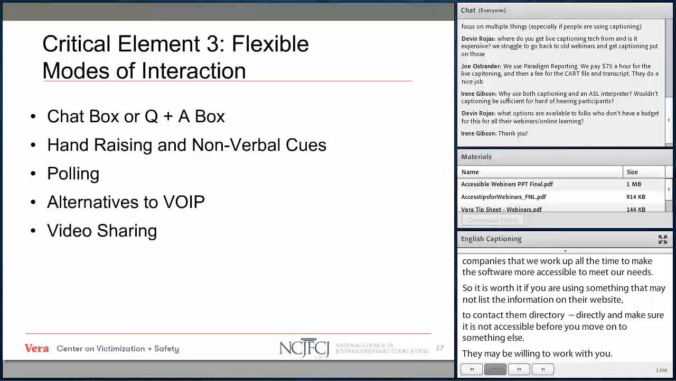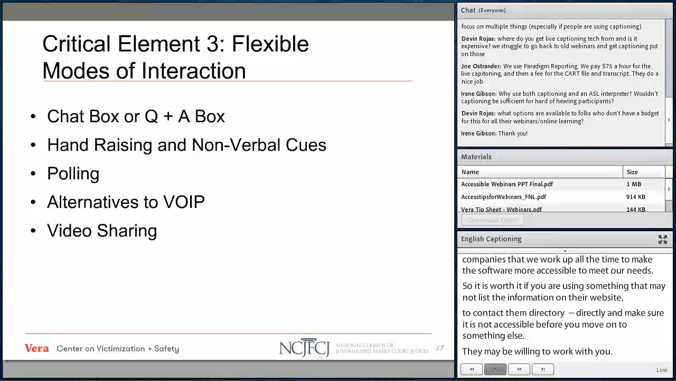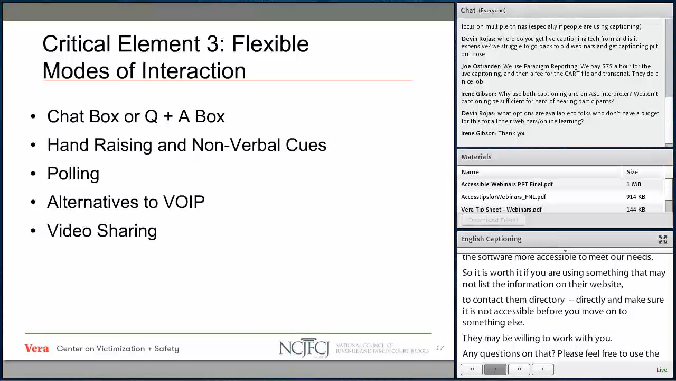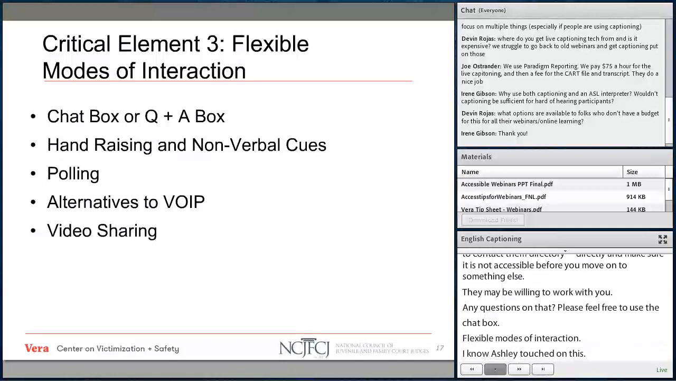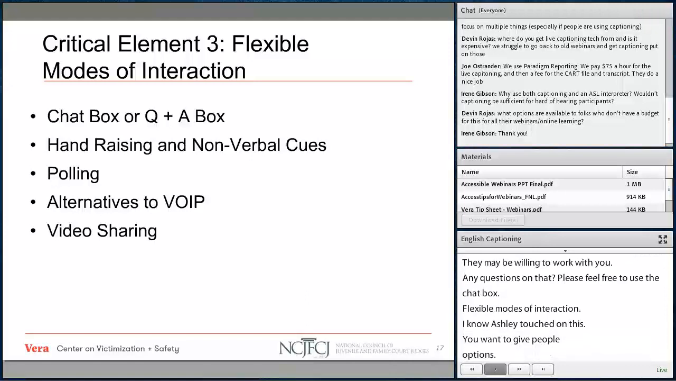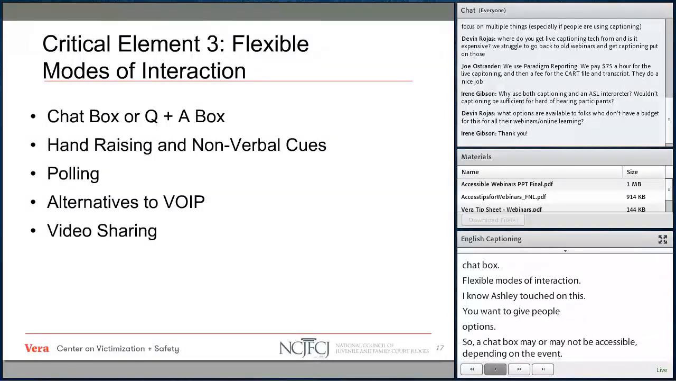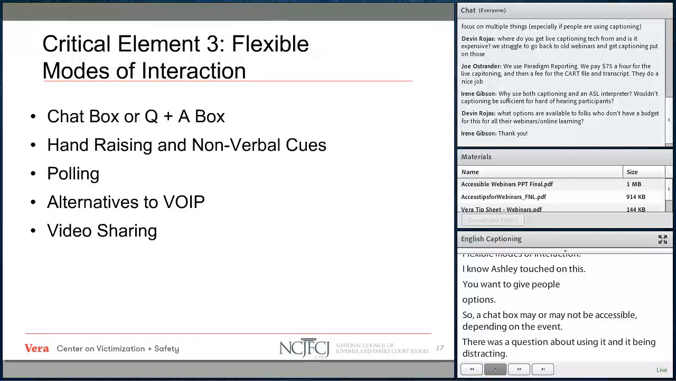All right. Flexible modes of interaction. I know Ashley touched on this a little bit. You want to give people multiple options. So a chat box may or may not be accessible depending on your event. I know there was a question about using it and it being distracting. So I would argue that yes, it may be distracting for really large groups of people where everyone is typing in at the same time.